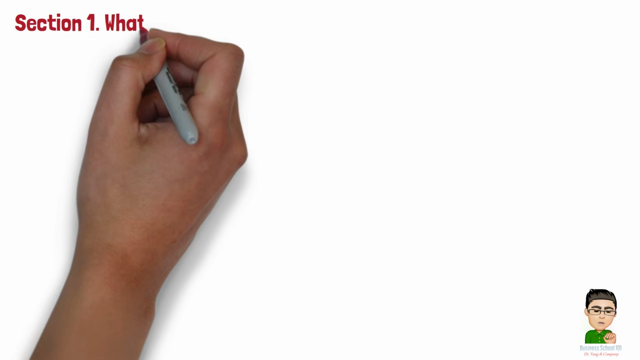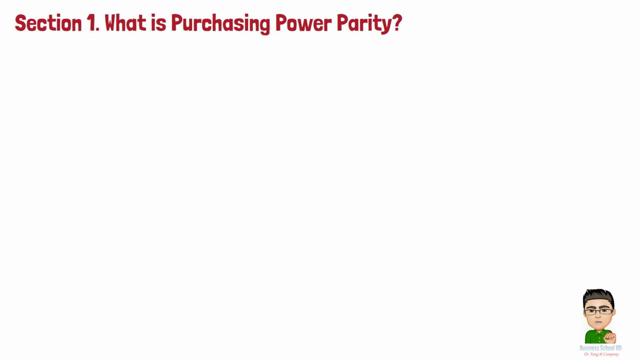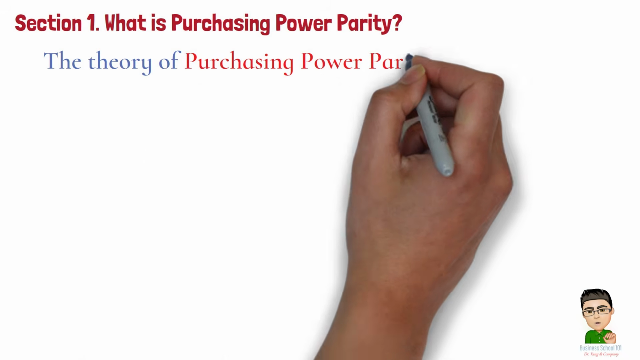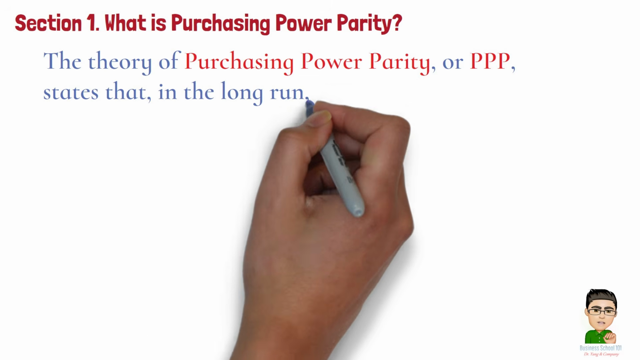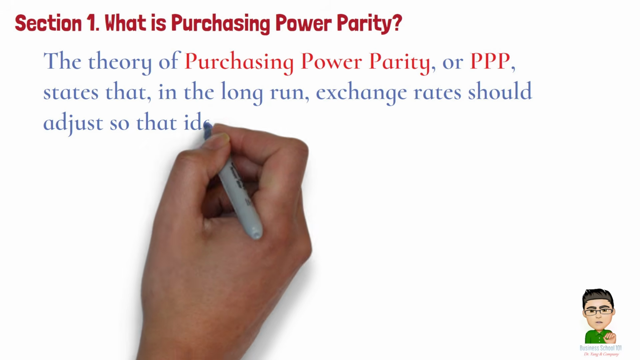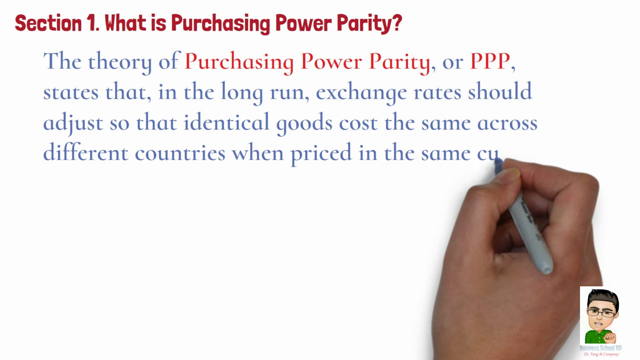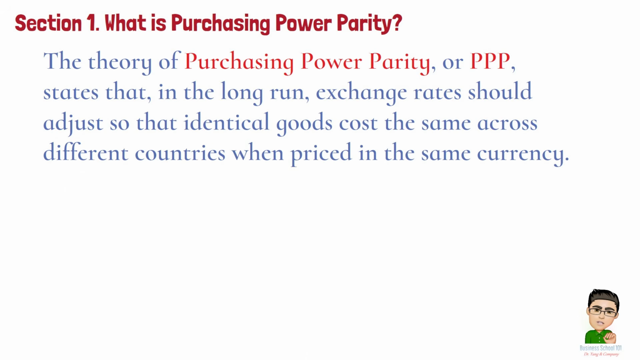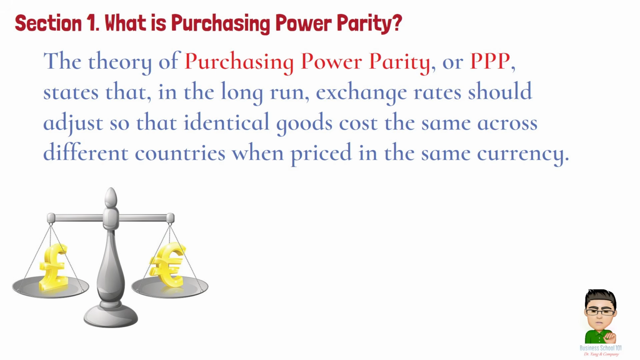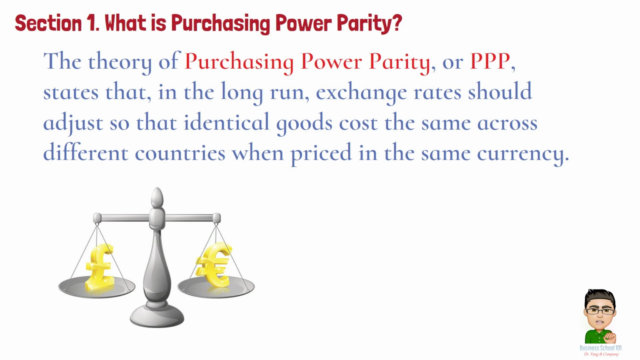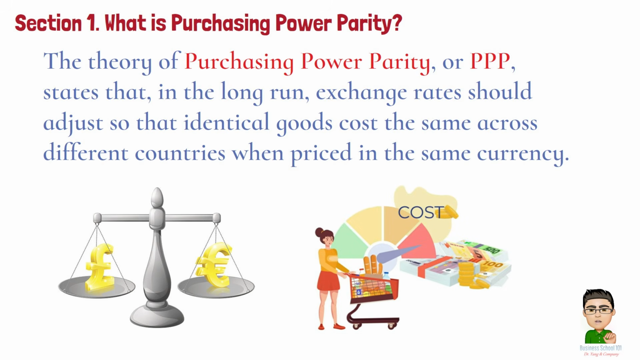Section 1. What is purchasing power parity? The theory of purchasing power parity, or PPP, states that, in the long run, exchange rates should adjust so that identical goods cost the same across different countries when priced in the same currency. In essence, PPP compares the relative value of currencies by looking at the cost of a standard set of goods in various countries. This set typically includes a wide range of consumer items, such as food, transportation, and services, reflecting everyday purchases.